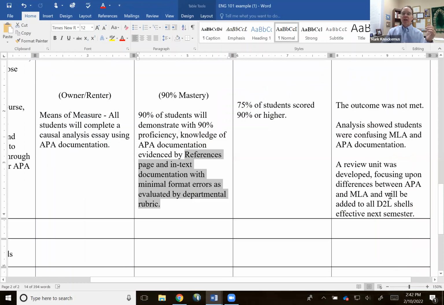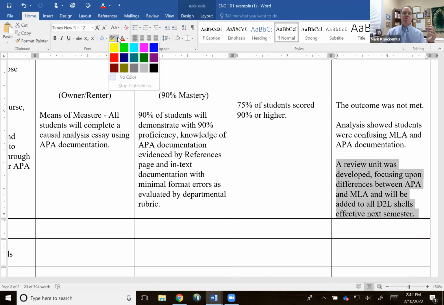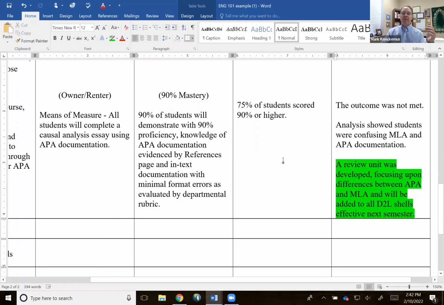So since we know that, what are we going to do? Well, we went in there and started to look at the papers. We saw, oh wow, they're confused between MLA and APA, which happens. So now what are we going to do? Well, the same thing as before. Since we found this out, we're going to have to come up with something to make things better. Constant improvement process, CIP. We got to close that loop.